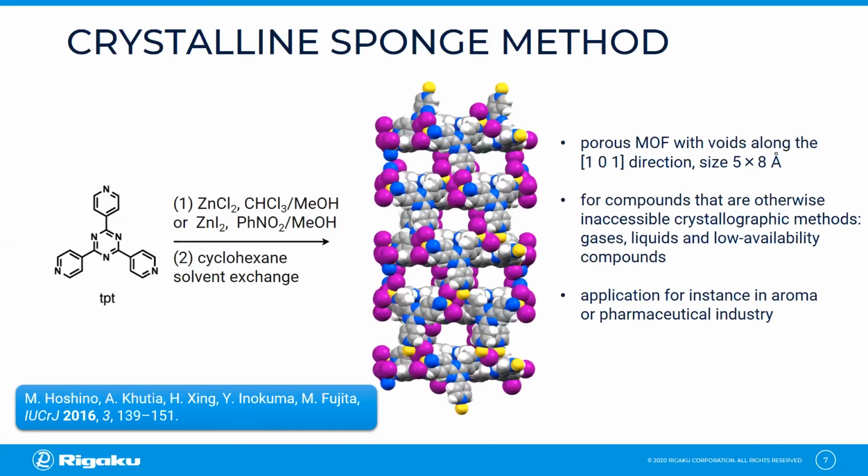The crystal sponge itself is a porous metal organic framework with voids along the crystallographic 101 direction. The pore channels exhibit a diameter of 5 by 8 angstrom and serve as the crystalline backbone to analyze compounds that are otherwise inaccessible to diffraction methods due to their low availability, because they are liquids at room temperature or gaseous. Because of these properties, the method is used in the pharmaceutical industry to determine the crystal structure of metabolites, or in food production to determine the flavor compounds of hops and beer, for instance.